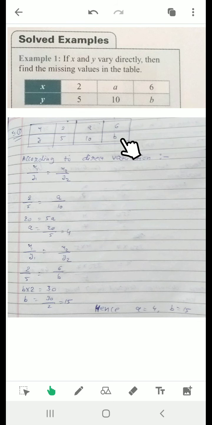Now if you need to find the value of b, now I will take 2 upon 5. This is x1, this is y1, but now x2 and y2 will be changed. Now I don't need this a upon 10, I need 6 upon b.